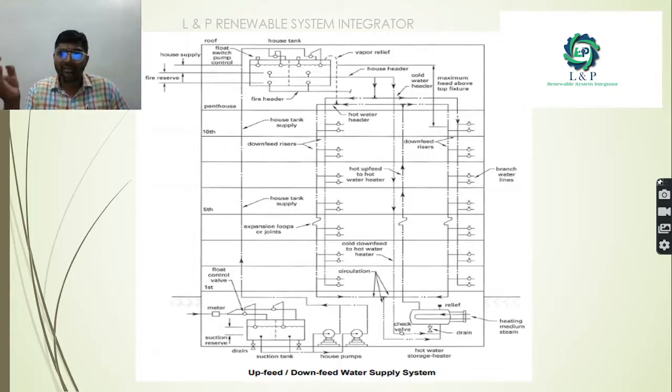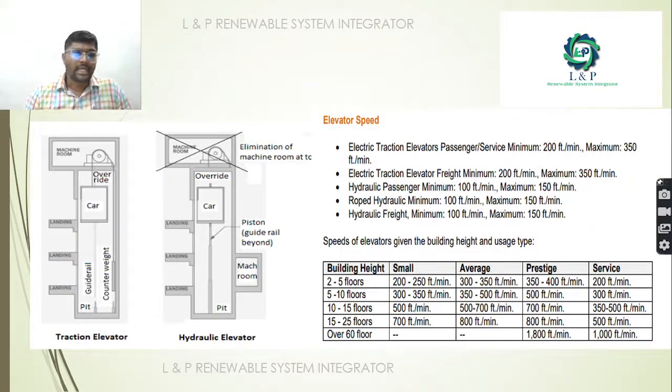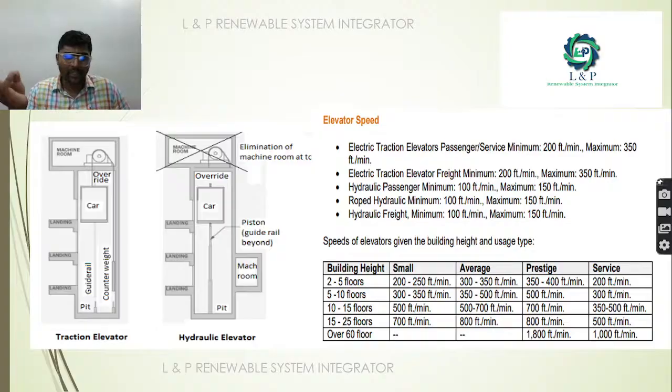As you can see here, we have branch water lines, we have heat mediums, and we have different pumps, most importantly to pump the water upward as well as down. So with the help of the upfeed and downfeed water supply system, more than 10 floors or 12 floors or even 30 floors you can supply. As you can see, we have hydraulic elevators, and we also have traction elevators.